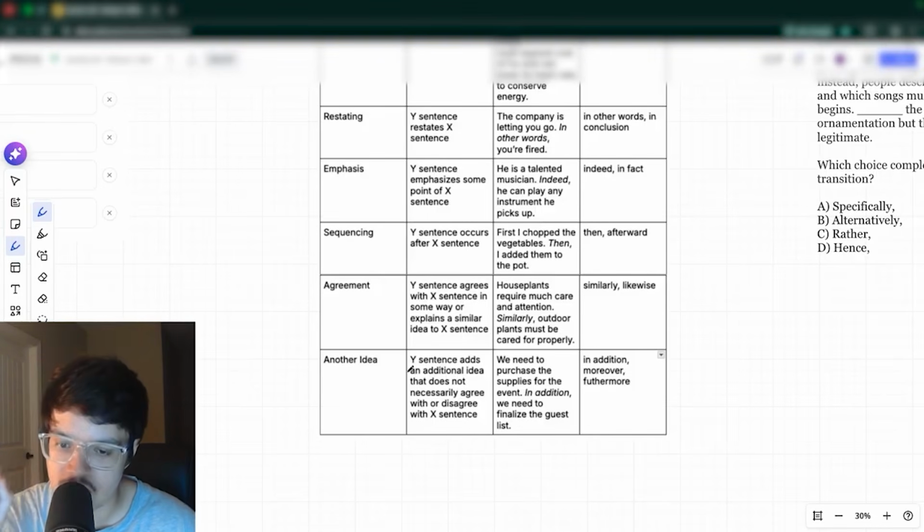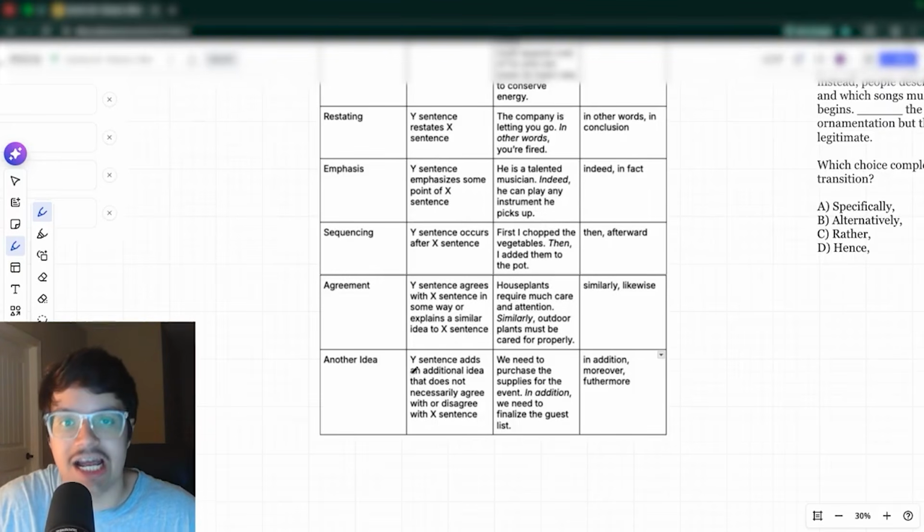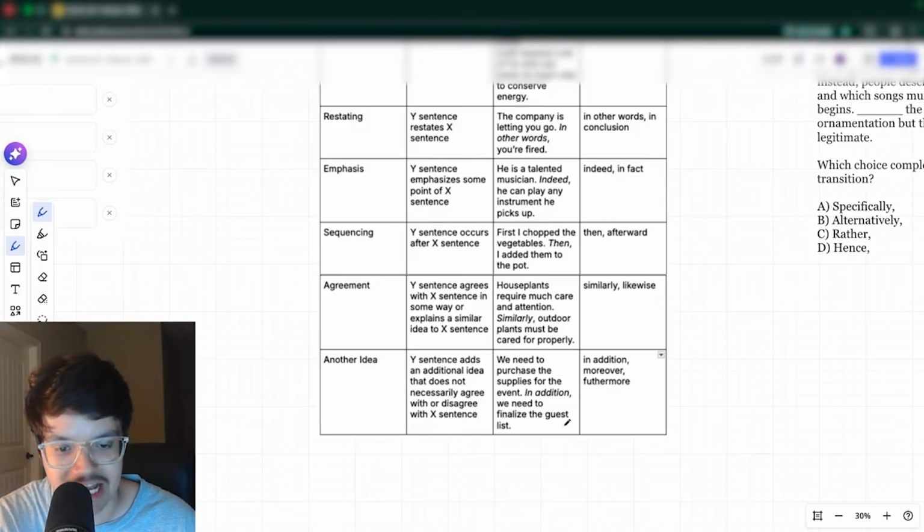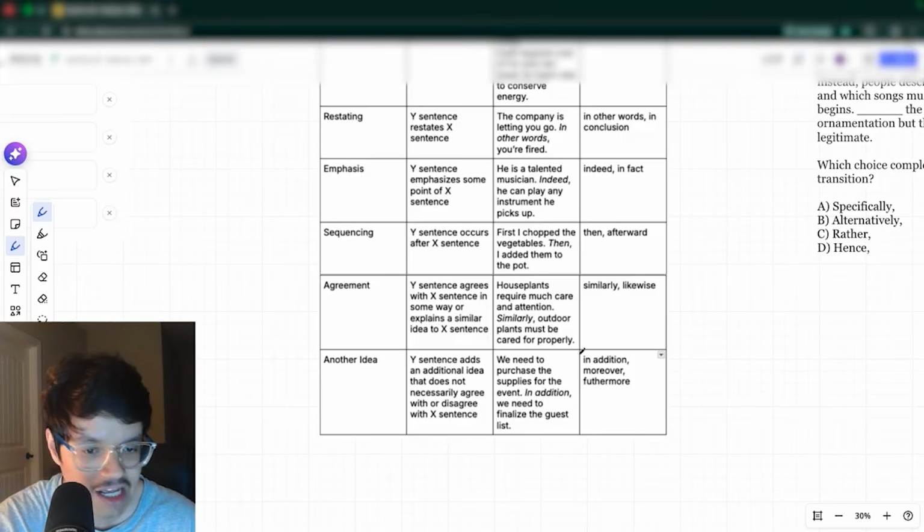Then finally, we have another idea. This just adds another idea to the list of sentences. It does not necessarily agree with the first idea. It does not necessarily disagree with it. It's just giving another thought. We need to purchase the supplies for the event. In addition, we need to finalize the guest list. So it's just two separate things. They don't necessarily have any connection with each other. They're just two ideas. In addition, moreover, furthermore.